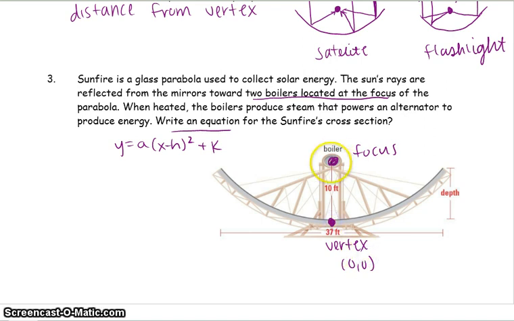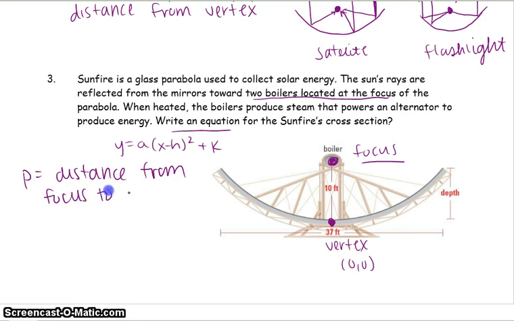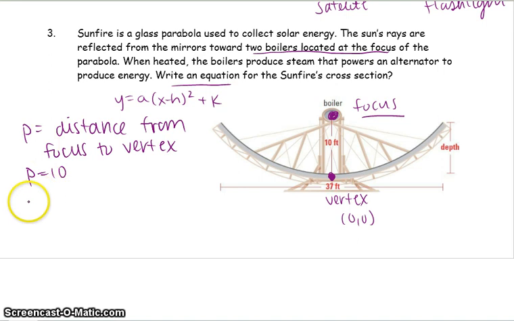Okay? So if that's our point 0, 0, and something else we need to think about if we're thinking of our focus is our p-value. So we know our p-value is our distance from our focus to our vertex. And so in this case, our p-value is 10. Okay, and this helps us because we know our p is 1 over 4a, and this will help us find our a value in our equation.